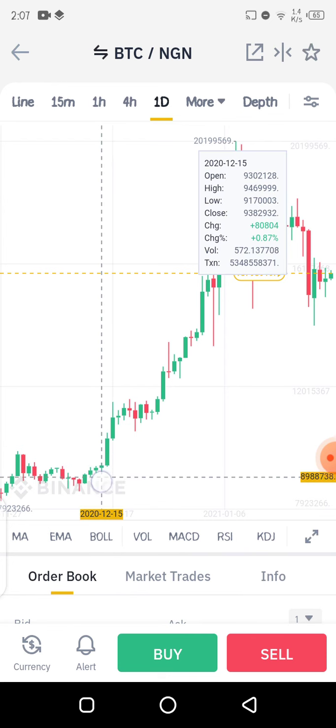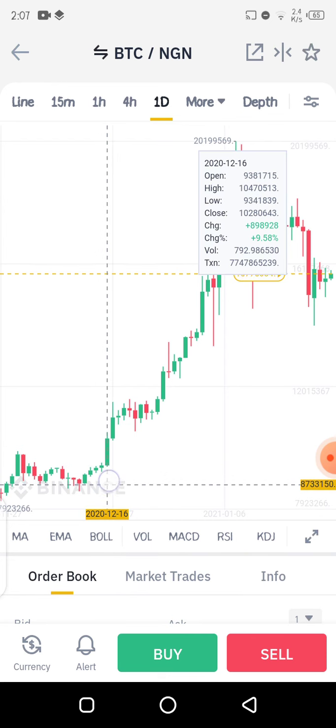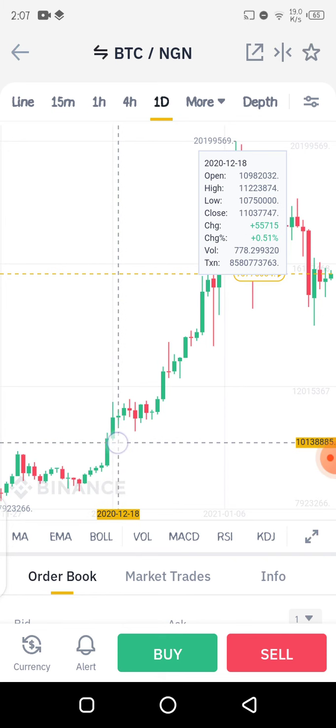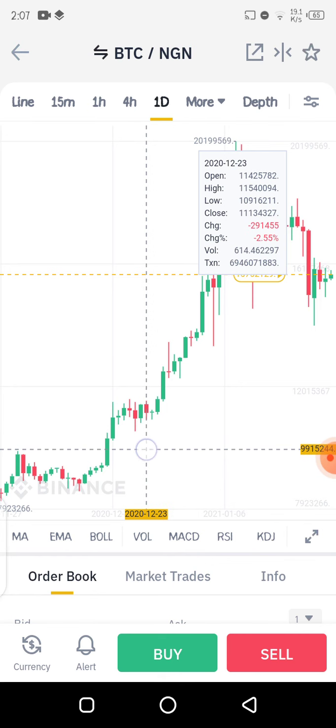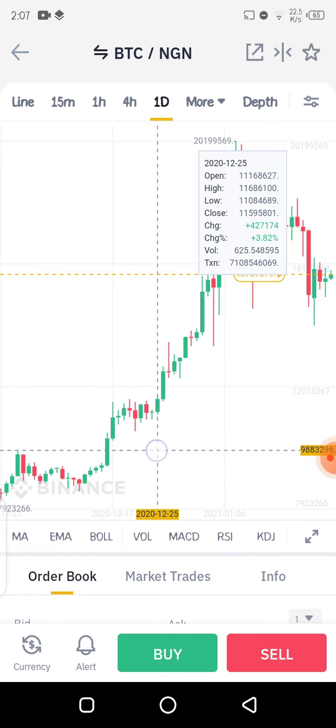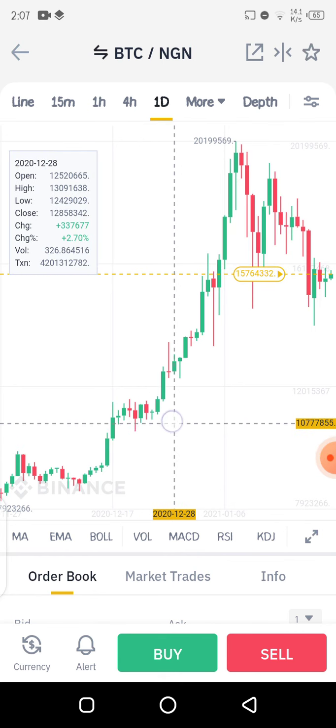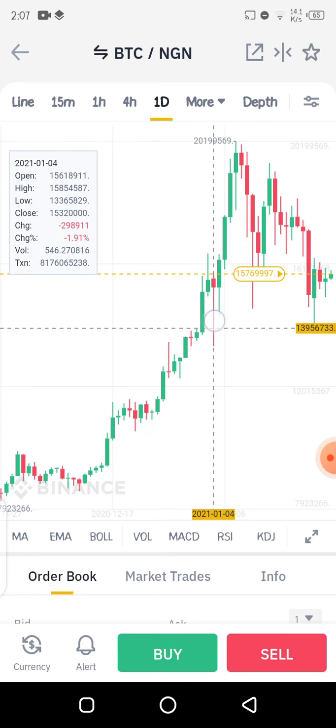This is the daily time frame. So that day it went up. The next day after, it went up again. The next day it still went up because it's green, but it was very little. The next day it went up again. The next day it came down. Next day it came down. Next day it went up, came down, went up a little, went up. So it keeps ascending.